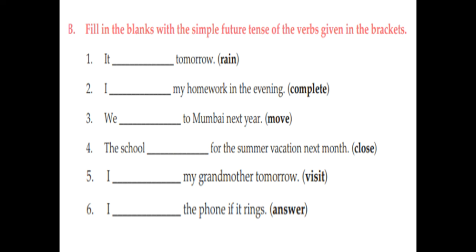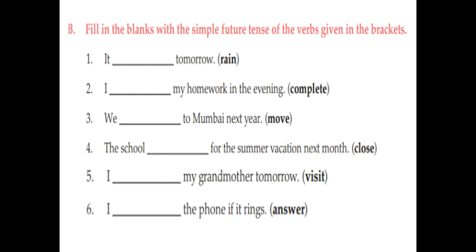So here the first sentence: it dash tomorrow, rain. Here they have already given that the action is going to happen tomorrow. So what will you add with the word rain? Will rain. Yeah, exactly. It will rain tomorrow. I dash my homework in the evening. Complete. It is in the present form. So what will you add with the future tense? Will or shall complete. I will or shall complete my homework in the evening.